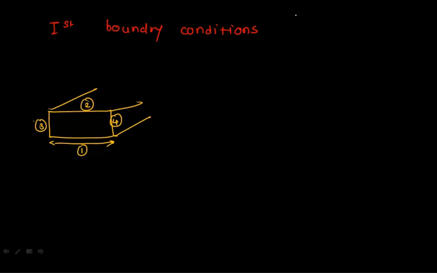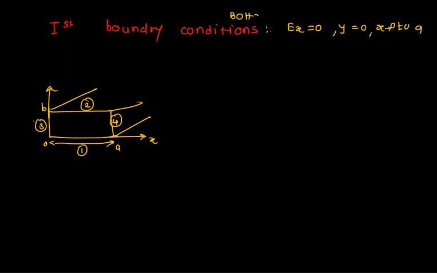So what happens in the first boundary condition? This is x. This will be y. Your breadth is a, width is b. So in the first boundary condition Ex is equal to 0, where y is equal to 0 and x varies from 0 to a, which is your bottom wall, the first boundary condition. Then the second boundary condition, I'm just writing all the boundary conditions first.